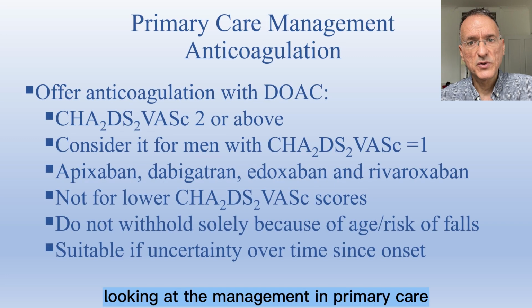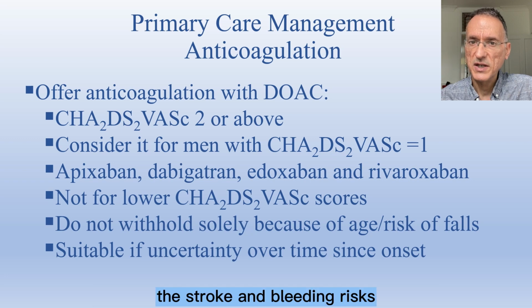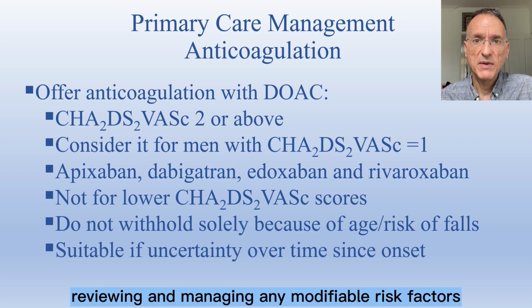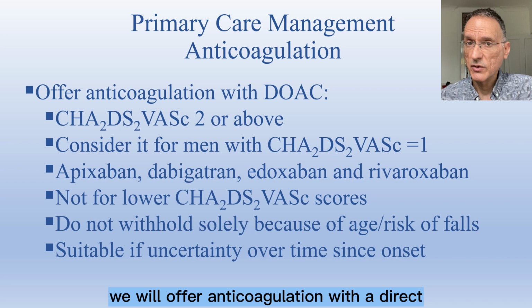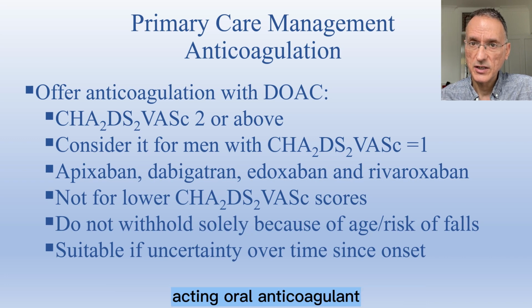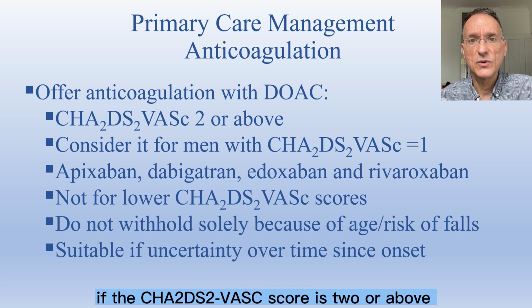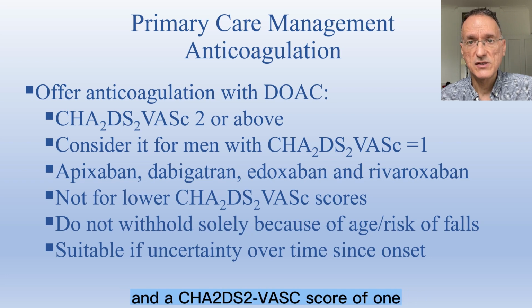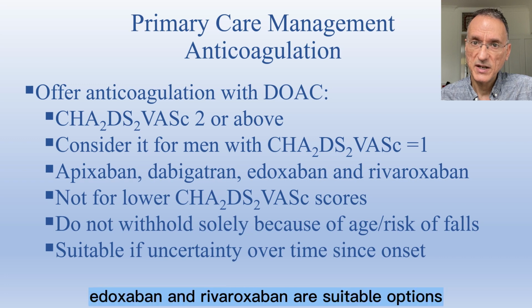Looking at the management in primary care, the first thing that we need to do is to assess the stroke and bleeding risks using CHA2DS2-VASc and ORBIT, reviewing and managing any modifiable risk factors for bleeding. We will offer anticoagulation with a direct-acting oral anticoagulant, also known as a DOAC, if the CHA2DS2-VASc score is 2 or above, and consider a DOAC for men with AF and a score of 1. Apixaban, dabigatran, edoxaban and rivaroxaban are suitable options.